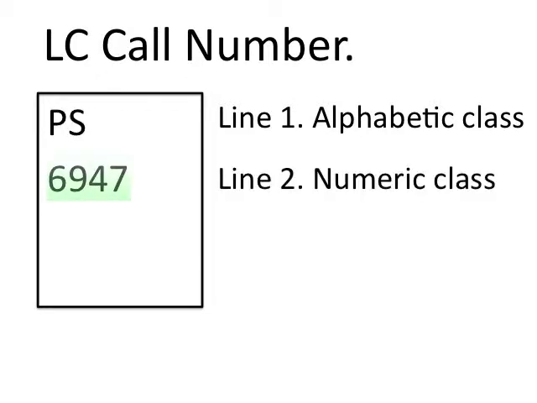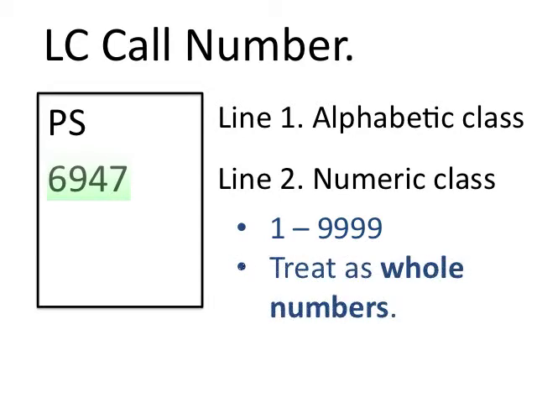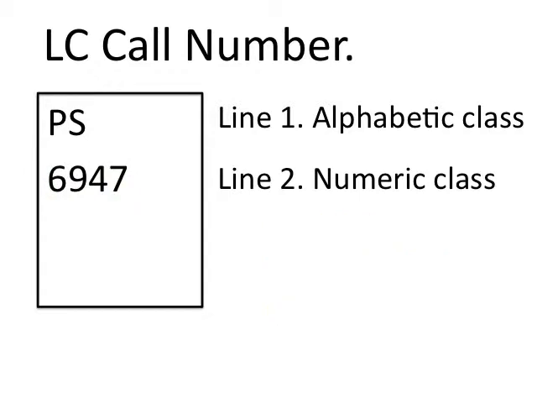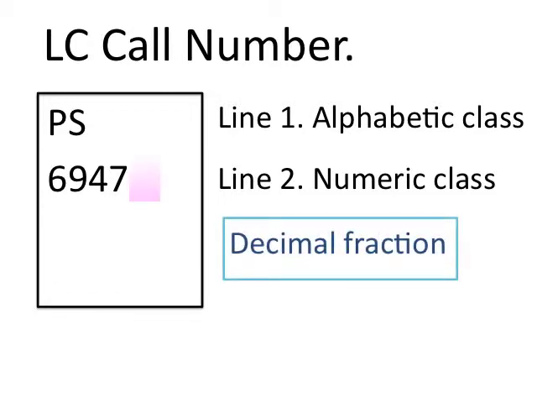Line 2 is the numeric class. It is a number with 1 to 4 digits between 1 and 9999. Numbers in line 2 are treated as whole numbers. Sometimes the number has a decimal fraction, such as 6947.4. The numeric class number usually has only 1 or 2 digits to the right of the decimal point.